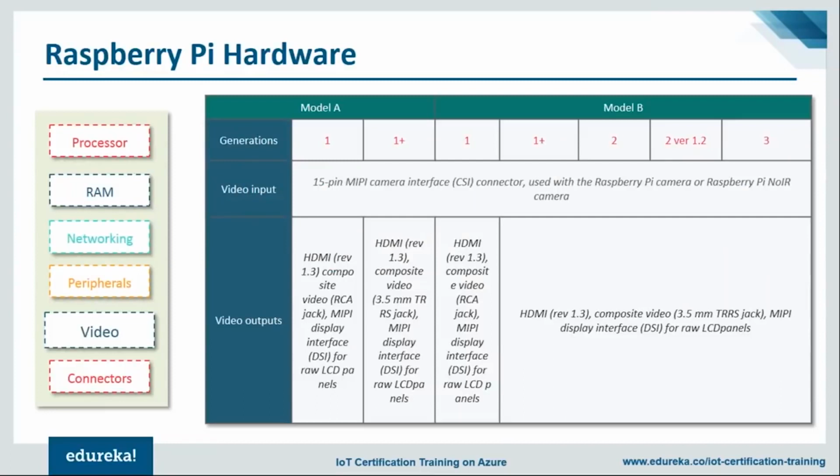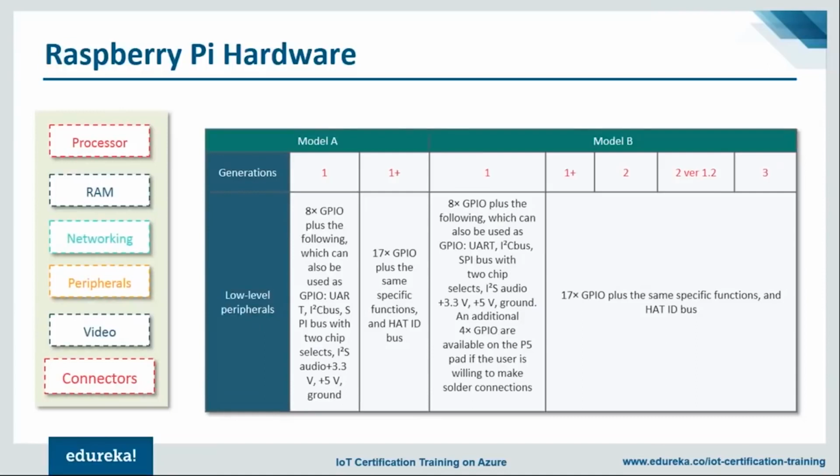Now in terms of video input, you have a 15-pin CSI connector that has always been present with the Raspberry Pi, and video output has changed over the years. You have an HDMI port, you have a DSI port, and now you also have a 3.5 mm TRRS jack as well. Now in terms of the connector capabilities, there are 17 pins of the GPIO ports which can be configured as per your requirements as well.